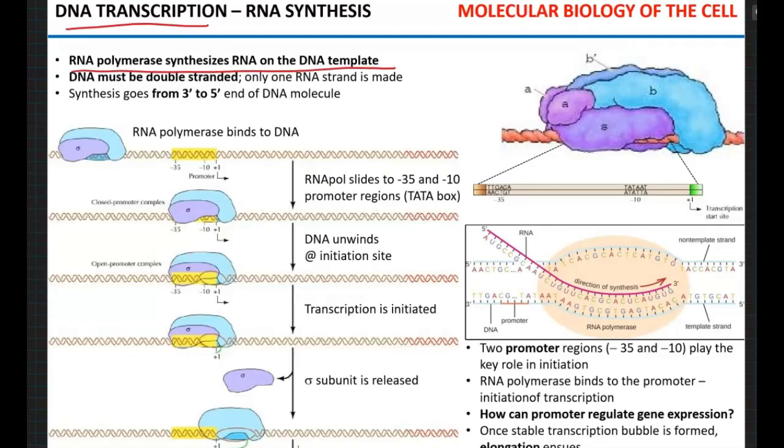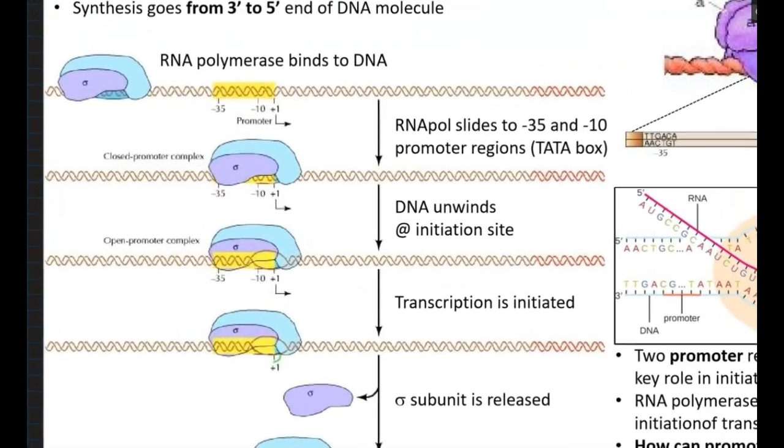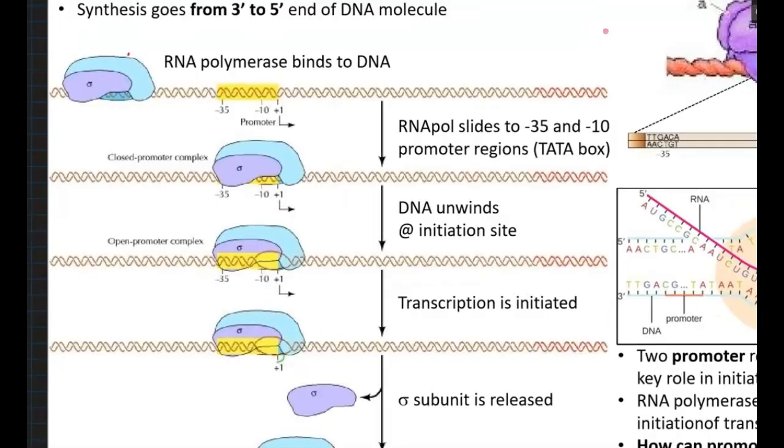The enzyme called RNA polymerase synthesizes the RNA molecule using DNA as a template. And I'm going to, for now, skip the text and focus on this image. Okay, so this is bacterial RNA polymerase. In eukaryotes, there are 3 of them.